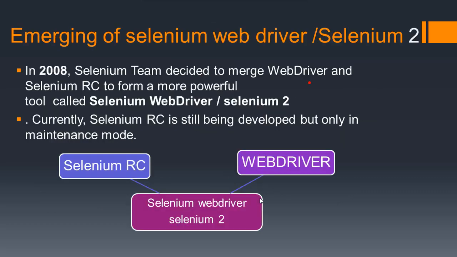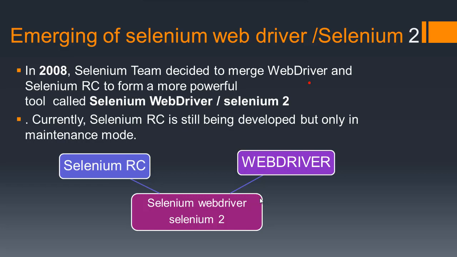Later, in 2008, the Selenium testing team decided to merge WebDriver and Selenium RC to form a more powerful tool called Selenium WebDriver, or Selenium 2. From 2006 we had WebDriver, developed by Stewart from Google, and in 2008 the existing Selenium RC and WebDriver were merged into a single tool called Selenium WebDriver. From then, they started updating Selenium WebDriver, or Selenium 2, as we technically call it.